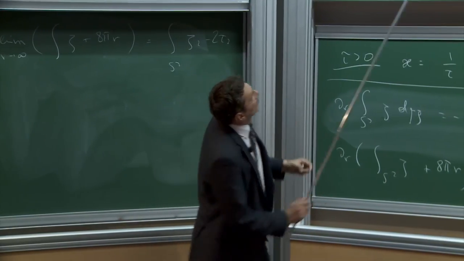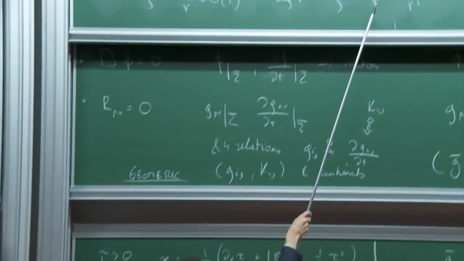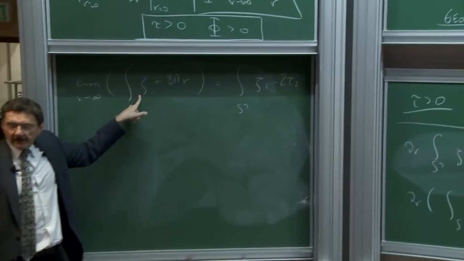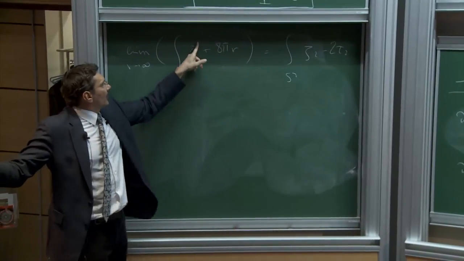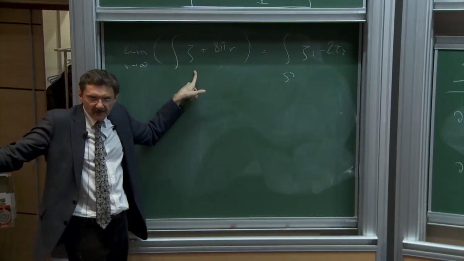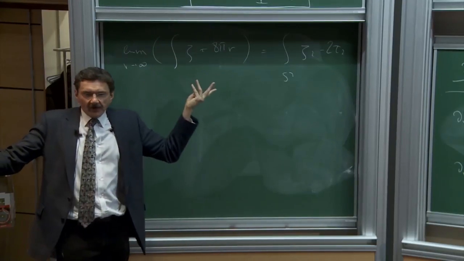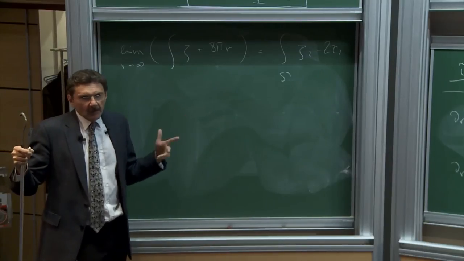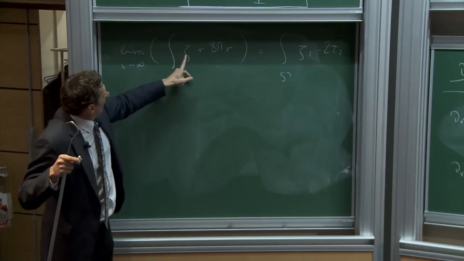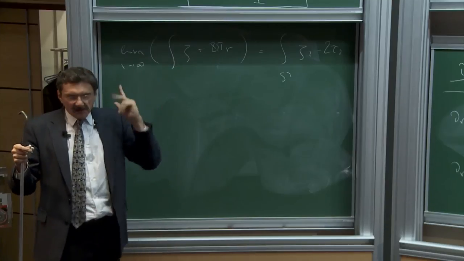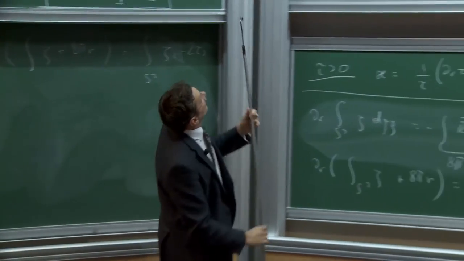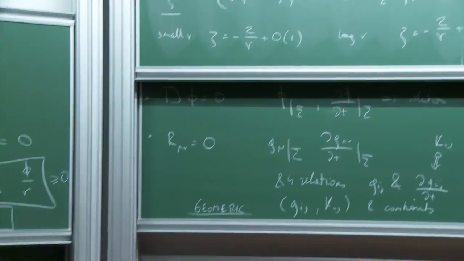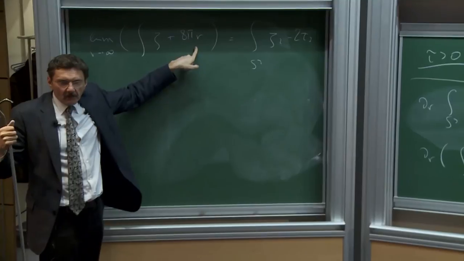For large r, zeta behaves like minus 2 over r. So in this integral, when you look at the leading order behavior, we're integrating minus 2 over r over a sphere. You get 4 pi from the area, and the 2 gives you 8 pi with a minus. From the area you get 4 pi r squared, which cancels out one r. So the leading order term is minus 8 pi r. Okay, fine. So this cancels this one.